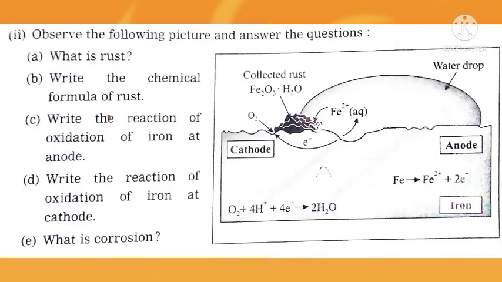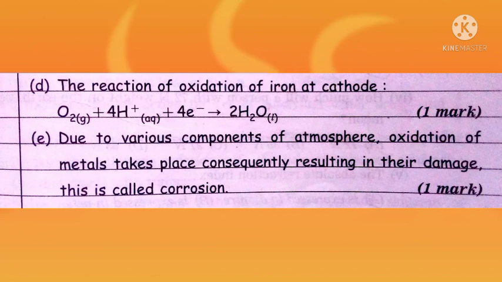Question E. What is corrosion? Answer: due to various components of the atmosphere, oxidation of metals takes place, consequently resulting in their damage. This is called corrosion.